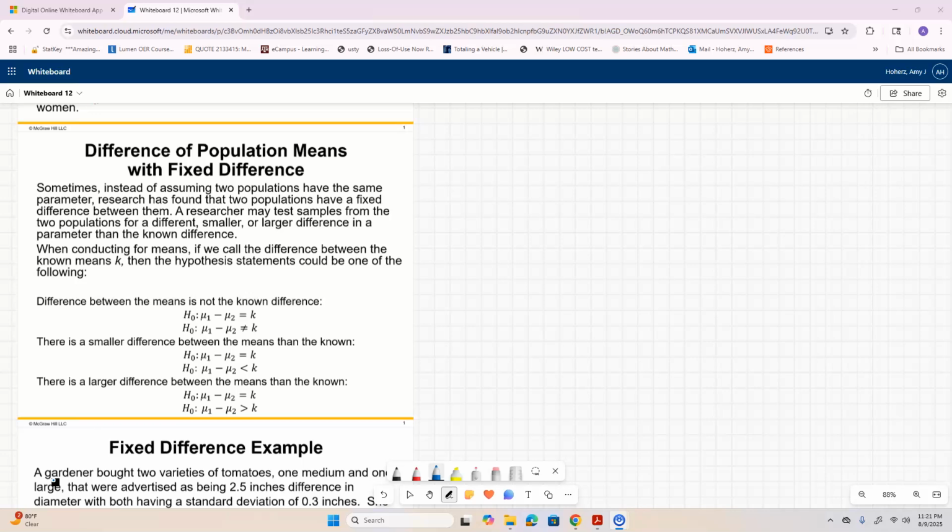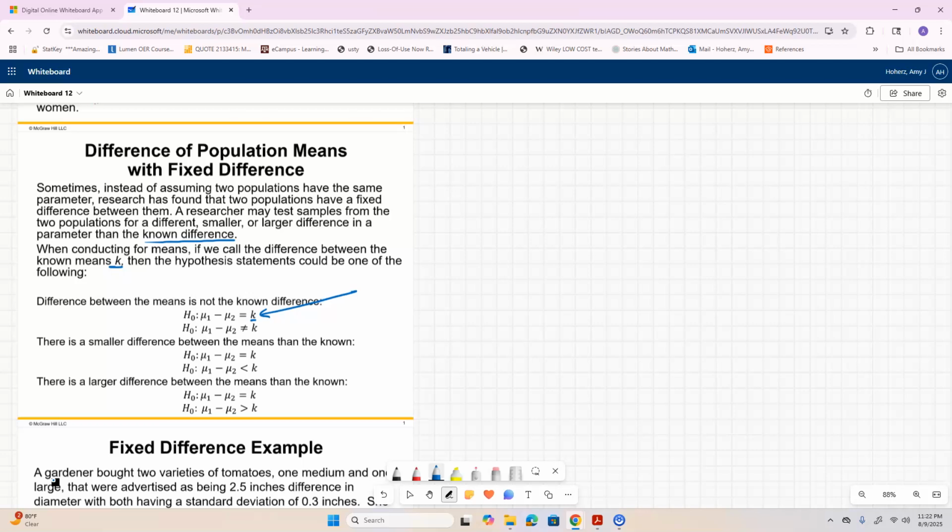And so instead of checking to see if they're the same or different, you're checking to see if that difference might be different or smaller or larger than the known difference. And when that happens, if we say that known difference is K, then these are the 3 options for our hypothesis statement. We're going to start with always that the difference is K. That's the known difference that we're given.